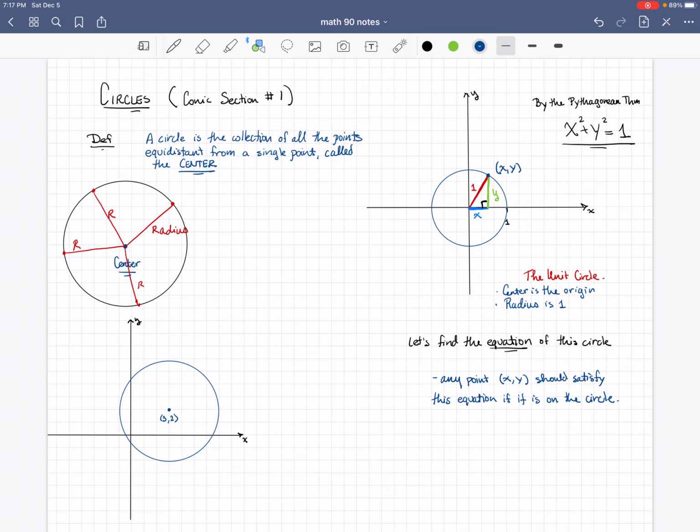Okay, so again, let me write that here. The center of this circle is the point (3, 2), and the radius of this circle is 4.